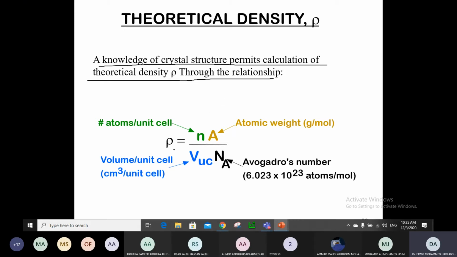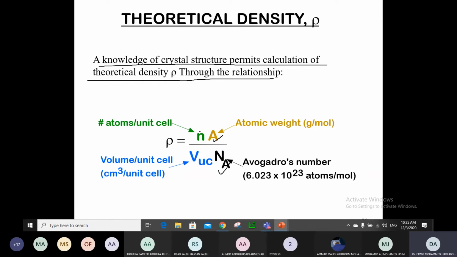The theoretical density is equal to the number of atoms per unit cell times the atomic weight of the element, divided by the volume of the unit cell of the crystal structure times the Avogadro number. Avogadro number is known, so that is something that we know. The atomic weight, we get it basically from a table. It's available in all tables there.